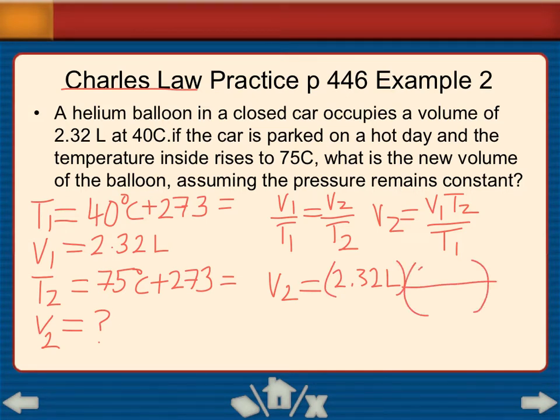times T2, which is 348 Kelvin, over T1, which is 313 Kelvin. We solve for V2, which is equal to 2.58 liters. The data looks like it has 3 sig figs, so 2.5 liters is an acceptable answer.